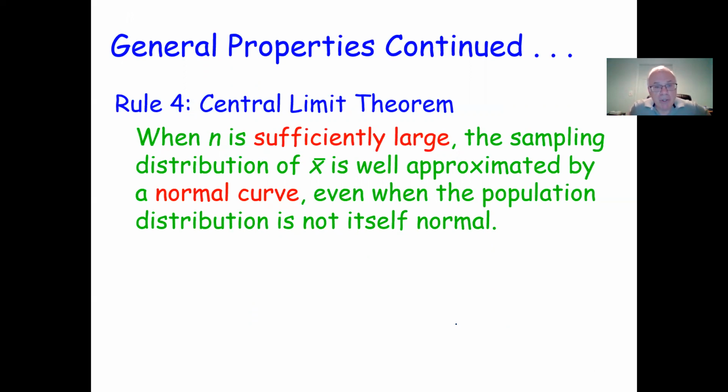When the sample size is sufficiently large, the sampling distribution of sample means, x bar, is well approximated by a normal curve, even when the population distribution is not itself normal. It could be horribly skewed. And that means that we can use normal CDF with our calculator for the sampling distribution, even though we can't use it for the population because it's so skewed.